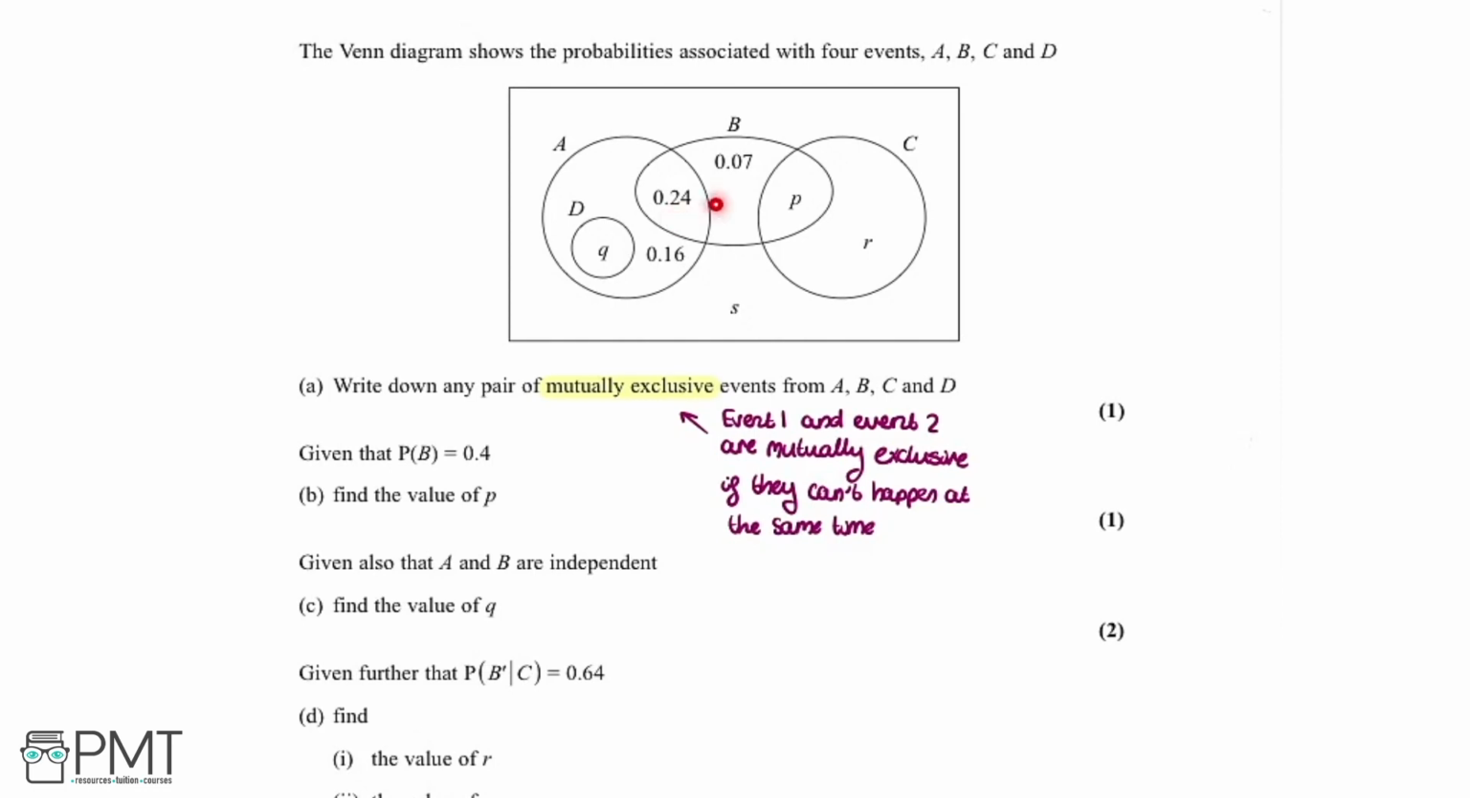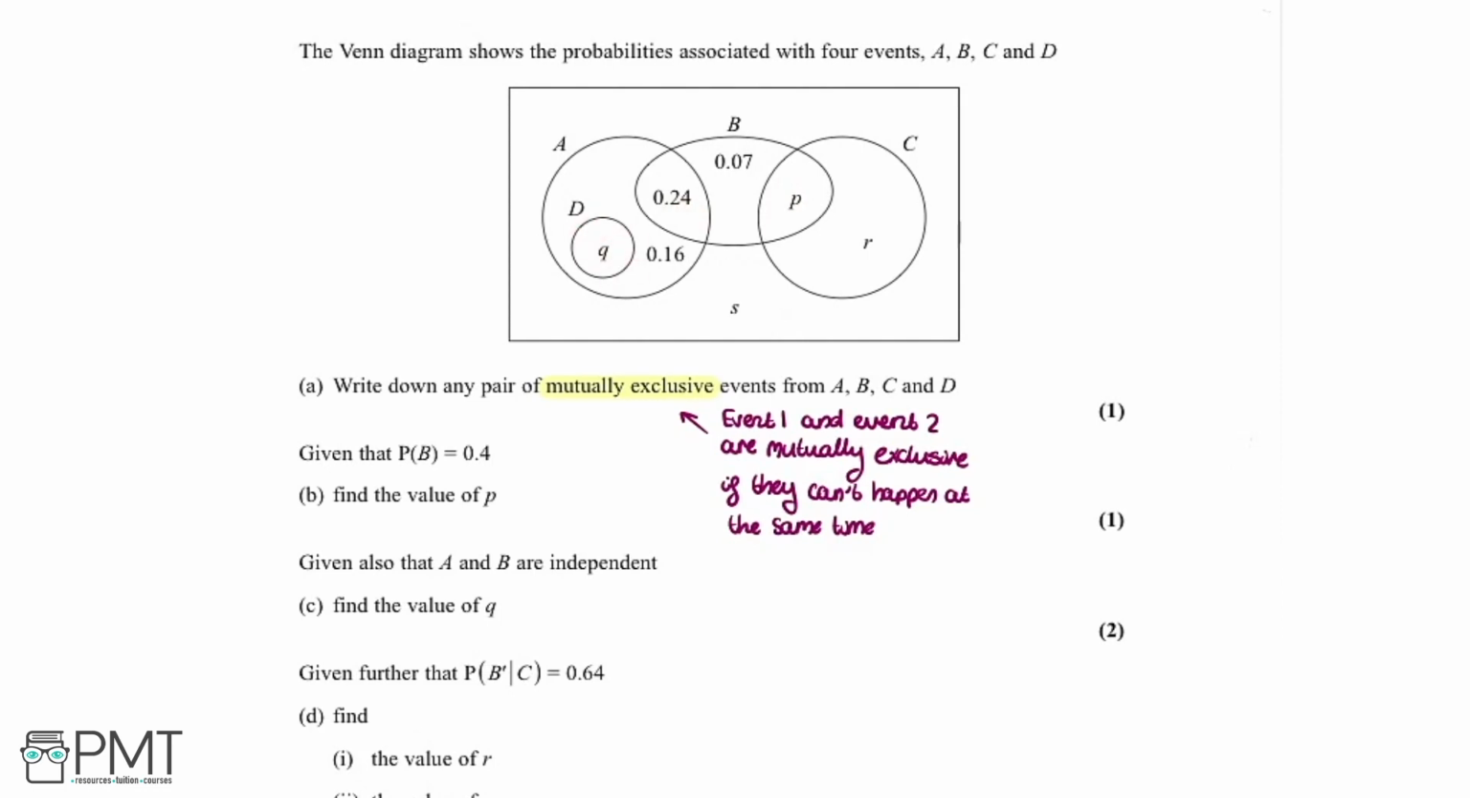So we can use the Venn diagram up here to work out which out of A, B, C and D are mutually exclusive by looking at where there's no intersection. For example, A and B aren't mutually exclusive because they intersect here, so they could happen at the same time. Because this here is a probability of A and B. However, look at this, A and C are mutually exclusive because there's no overlapping part, so they can't happen at the same time. So one of the things we can write down is A and C.